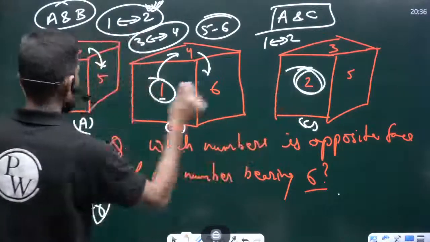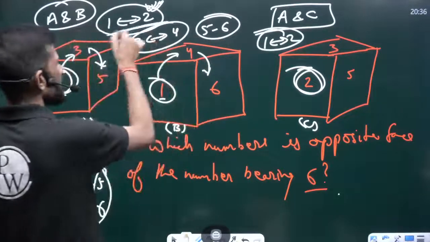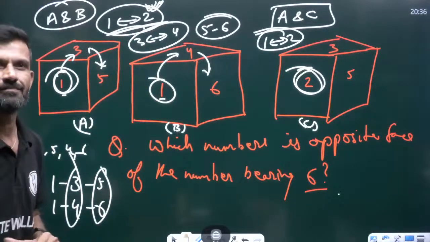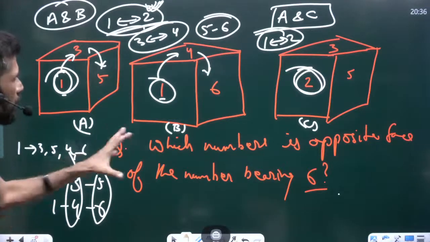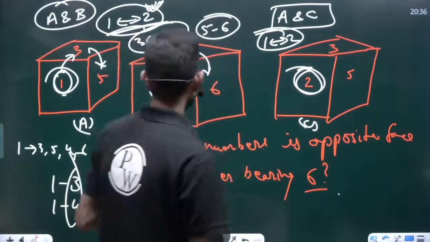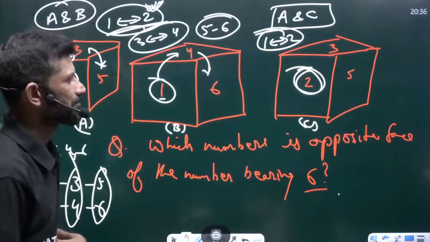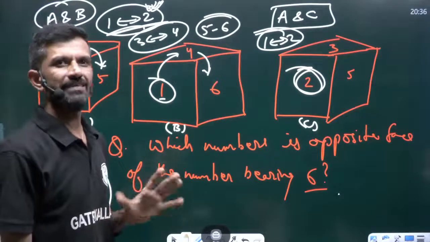So in these two views, what is uncommon number? 1 and 2. So 1 and 2 will be opposite of each other. We have already derived from this. Are you getting me? Further, if you compare B and C, my dear friend, in B and C, what is common? We don't have anything common.